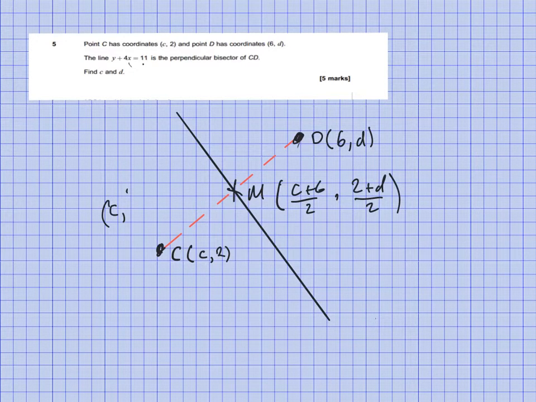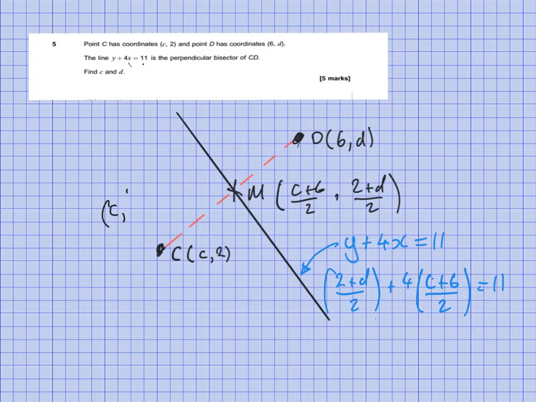Okay, so that gives us, using the equation that we have here as well, y plus 4x equals 11. That's the equation of this line here. If we use that and substitute in the things we know, we can see that (2 plus d) over 2 plus 4 times (c plus 6) over 2 equals 11.